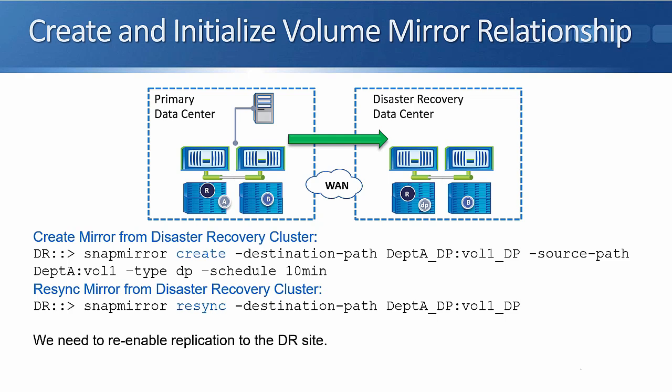Again, we need to resynchronize the relationship. We don't need to do an initialize because we've still got the snapshots there, so we can just do the incremental changes. So the command is SnapMirror resync again. Once we've done that, we're back to how we started. The primary data center is the writable copy, and we're replicating to the disaster recovery site, which is the read-only copy.